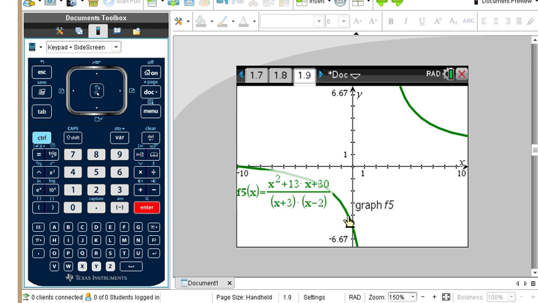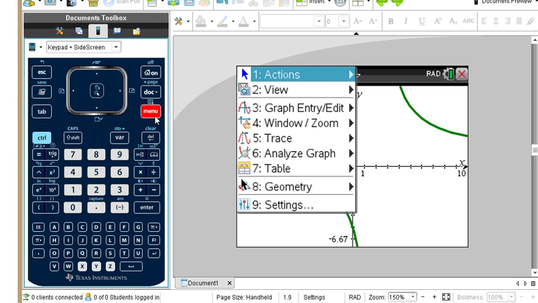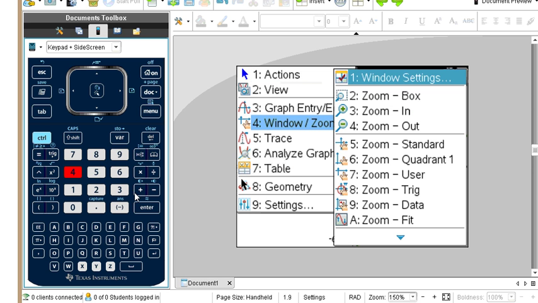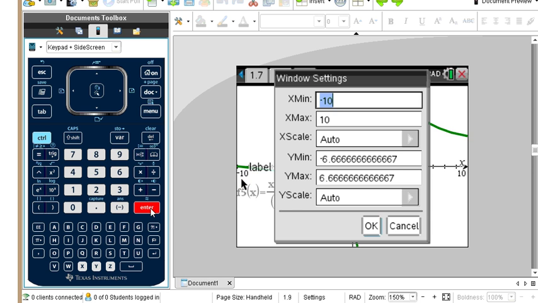We have a discontinuity at x equals -3, which we do not see. We see this vertical asymptote at x equals 2, and to get a little bit better look at that x equals 2 vertical asymptote, we go to window zoom, window settings. We're going to change the Y aspect. We're going to go from like negative 50 to 50.